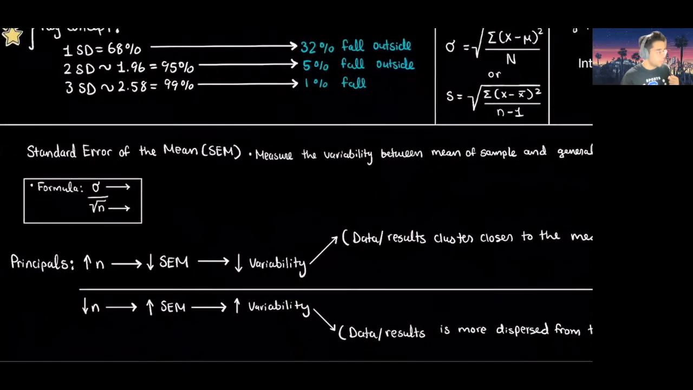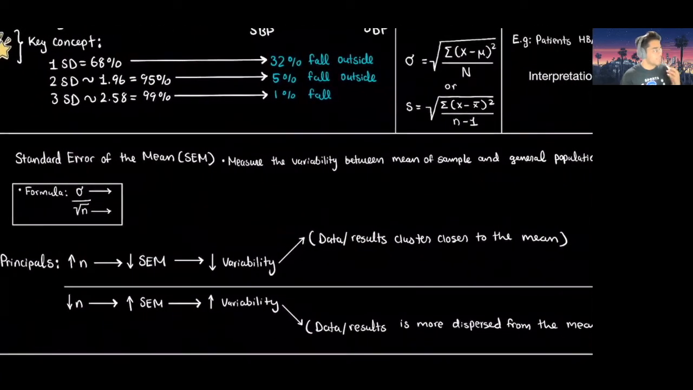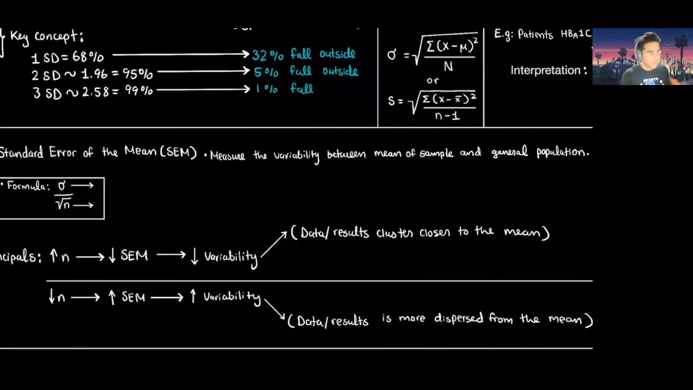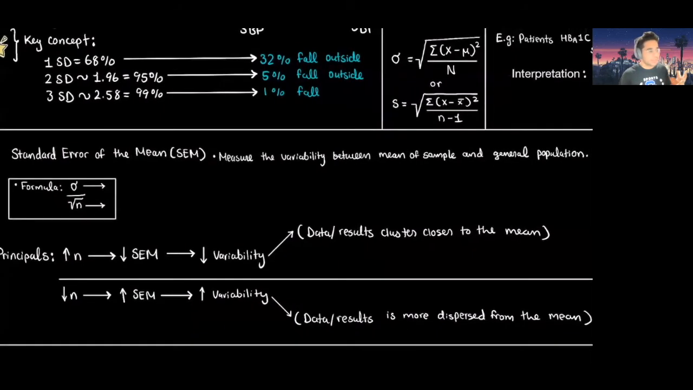And then finally, when we're going through this, you can also calculate the standard error of the mean, SEM. Now, what does that tell us? What is the point of SEM? It measures the variability between the mean of the sample and the general population. In simpler words, it's telling us if I took my sample, how does it compare to the general population? Is it equivalent? Do we have a good variability, or is there very close variability? It's important to denote these things, and it's critical.